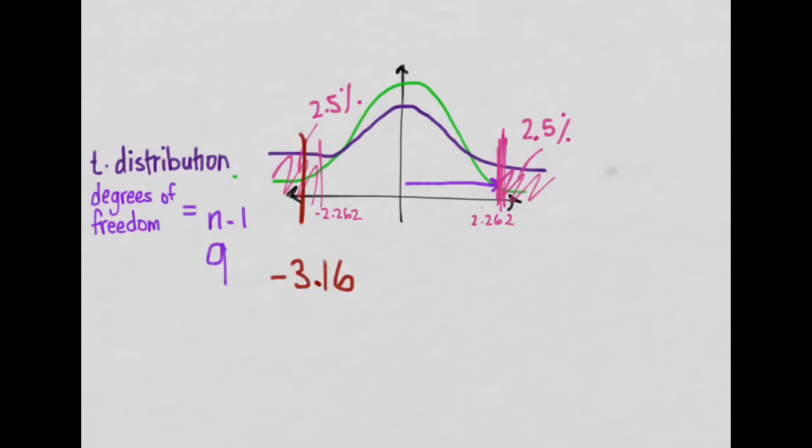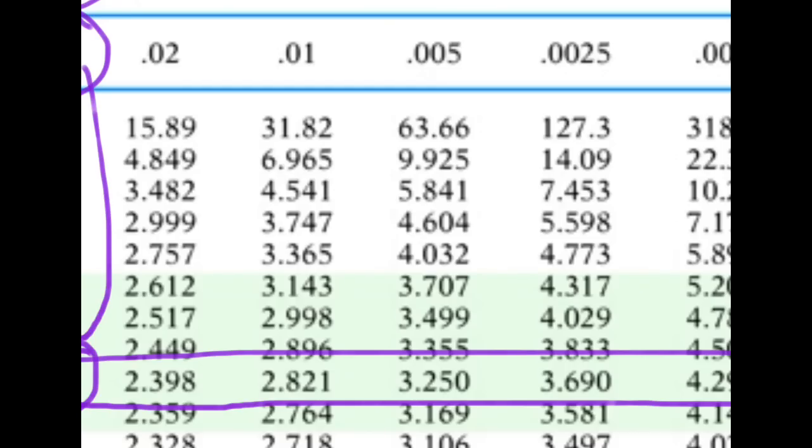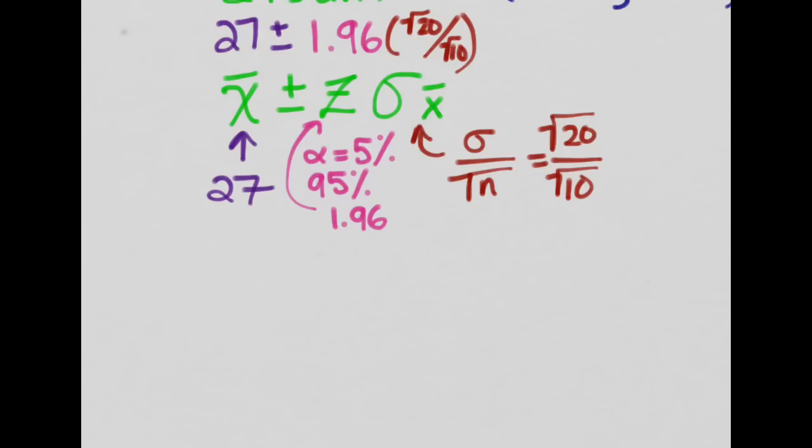Now, if you wanted to calculate a p-value, we would have to find where on our distribution that 3.16 falls, and it falls somewhere between these two numbers, somewhere in there. And so we would say that our p-value is somewhere between 0.01 and 0.005, so maybe it's 0.007. That's just an estimate.